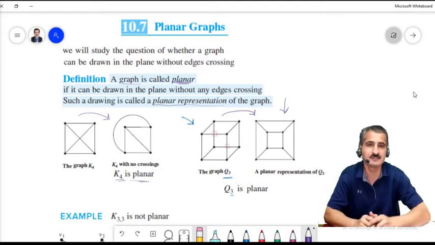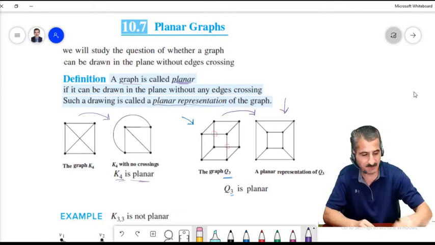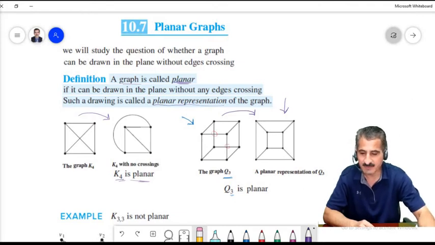So this is the idea of this section. This is the concept. Given a graph, can we draw it in a plane without having the edges intersecting, or any intersection of any 2 edges? This is the question. If we can do it, then we will say the graph is planar. Planar means we can draw it in a plane. If we cannot, then it is not planar.